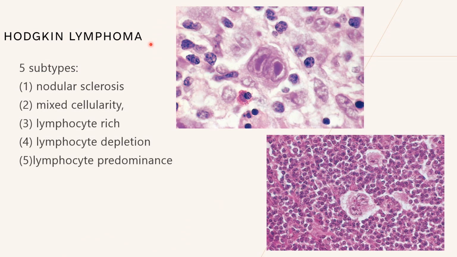So there were additional subtypes noted in Hodgkin lymphoma. The following are the 5 subtypes of Hodgkin's lymphoma: nodular sclerosis, mixed cellularity, lymphocyte-rich, lymphocyte depletion, and lymphocyte predominant. Among these 5 classifications, these four are classified as classical HL, and this is the NLPHL.